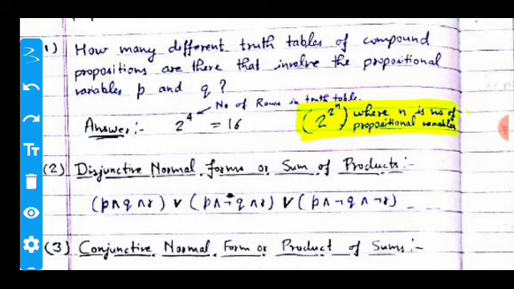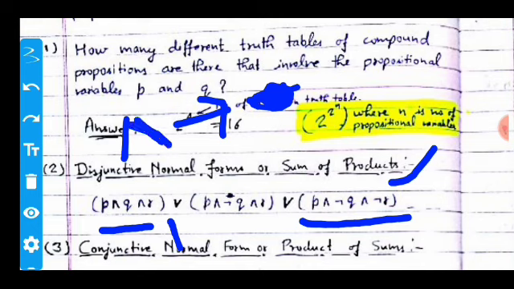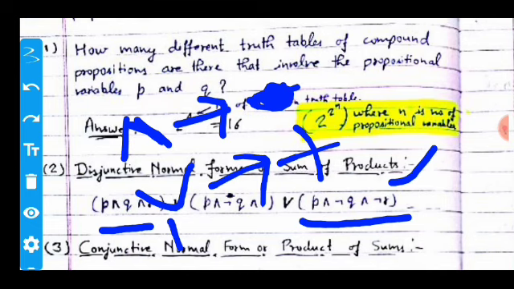Now comes the next important point: disjunctive normal form, or sum of products. For example, (p and q and r) or (p and not q and r) or (p and not q and not r). It represents a sum of products, where the AND symbol represents product, the dot operator, and the OR operator represents sum, the plus operator.